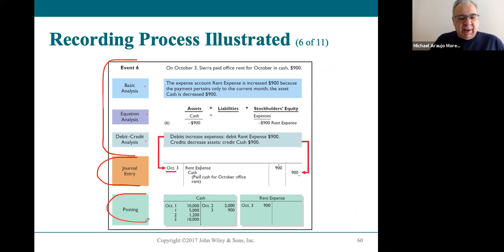Again, what you have to do then is post it. So this $900 debit is going to be posted in the rent expense account. Remember, every account has its own separate record in the ledger. So when you look at the rent expense account, this $900 is going to show up on the debit side of the rent expense account. When you look at cash, this is a $900 credit to cash, which means cash has been used, right? So that's going to shrink the balance in the cash account by $900.